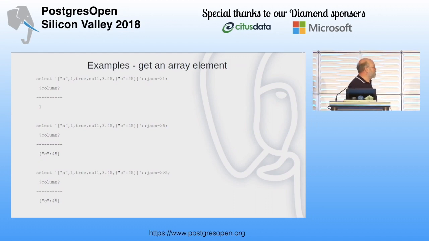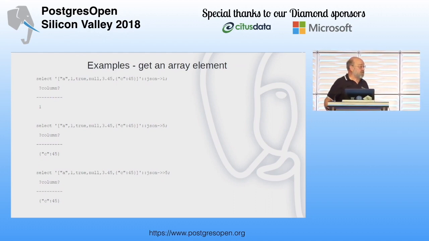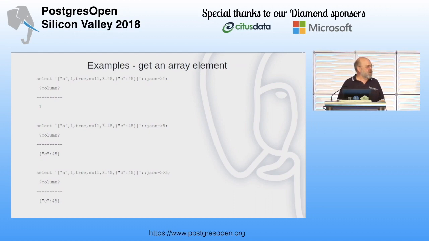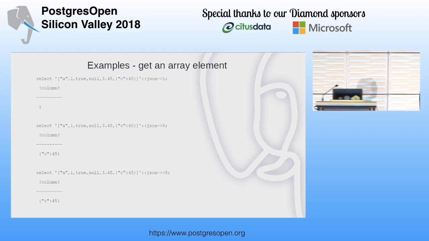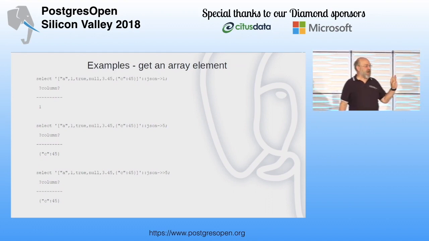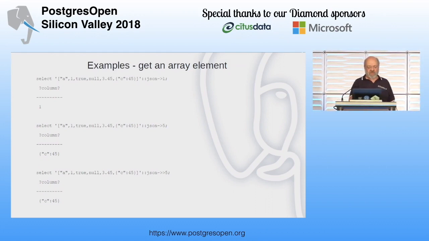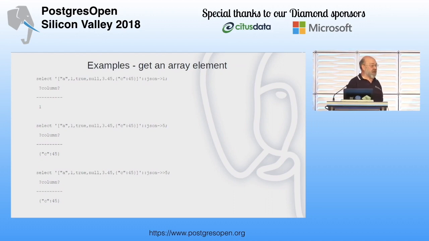I think it's going to give you back null. Well, you would have to get out the 45, you would have to use a path through there. We're going to see that in a second. So if you just use a 5 here, it's going to give you the whole value that's at element 5 of this array. If we want to get something out of that, then we're going to use a path.